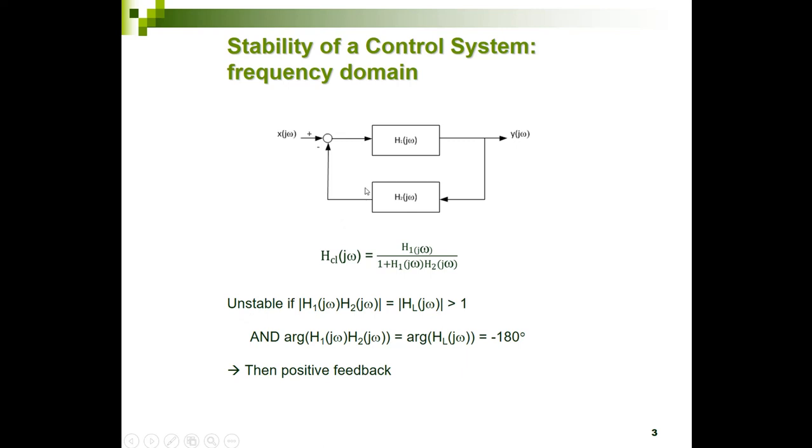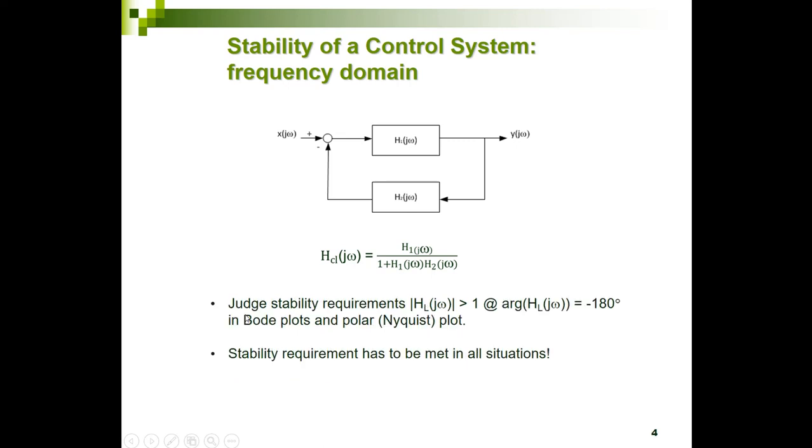So we have to look to the open loop system, and we have to judge whether the phase of this system, HL, which is equal to H1 times H2, will be minus 180 degrees or not. And when it is the case, we have to look to the amplitude of the gain of the combined blocks in the loop. And when that gain is larger than 1, we are unstable. That's the condition to check stability in the frequency domain.